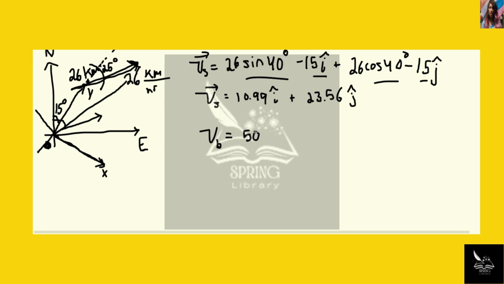We'll call that 50 sine theta. That's that theta that we're going to attempt to find here. Sine theta in the i direction plus 50 cosine theta in the j direction. Because we know how fast we're going to be moving, we just have to figure out what angle we have to depart at. So that's that theta that we're looking for there.